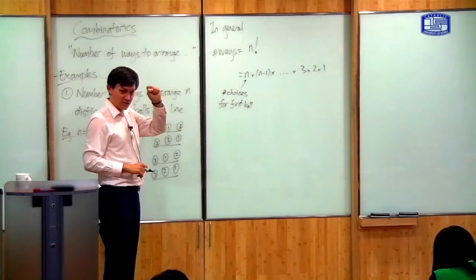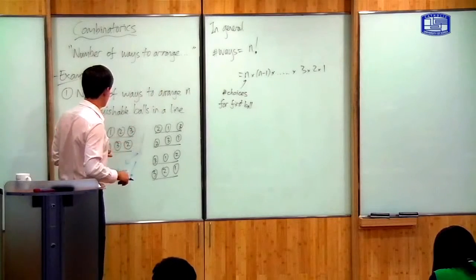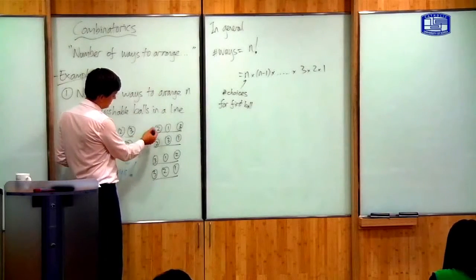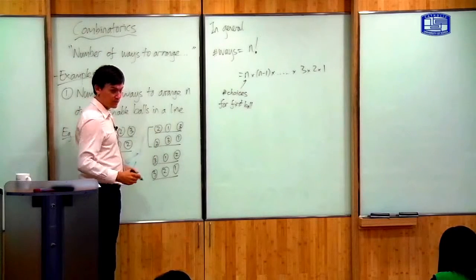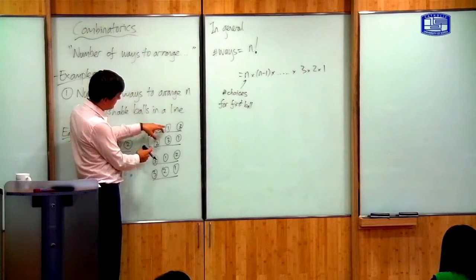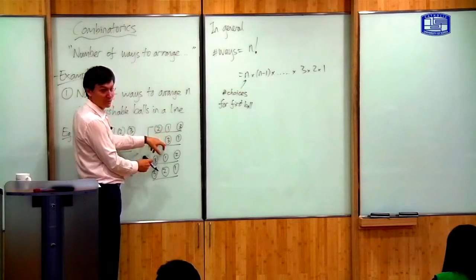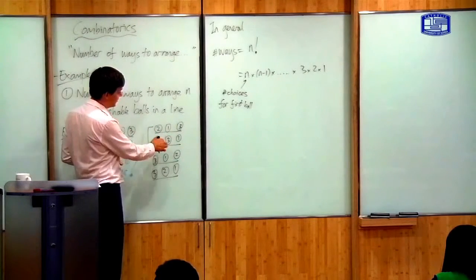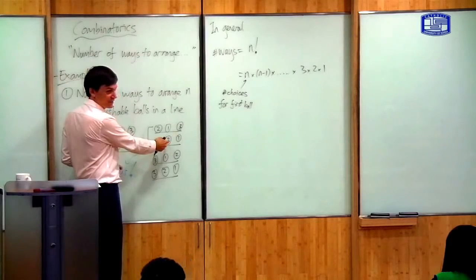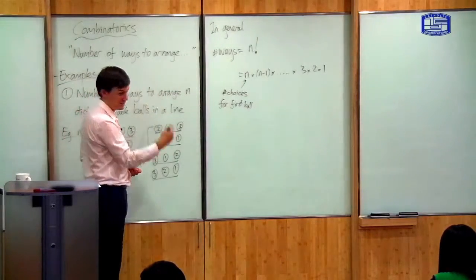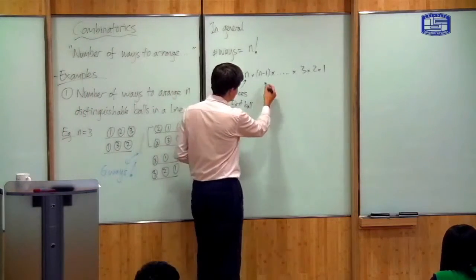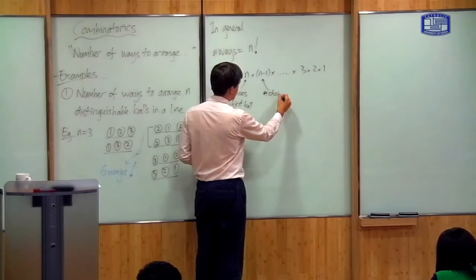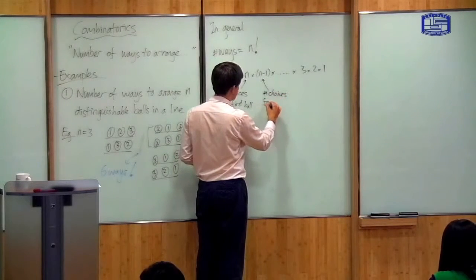Now once I've chosen the first ball, okay, the first ball is going to be ball number 2, let's say. Once I've chosen the first ball, I only have 2 choices for the next ball. Right? If the first ball is ball number 2, the second ball is either number 1 or number 3. So there are only 2 choices left now. So this is n minus 1. This is the number of choices for the second ball.